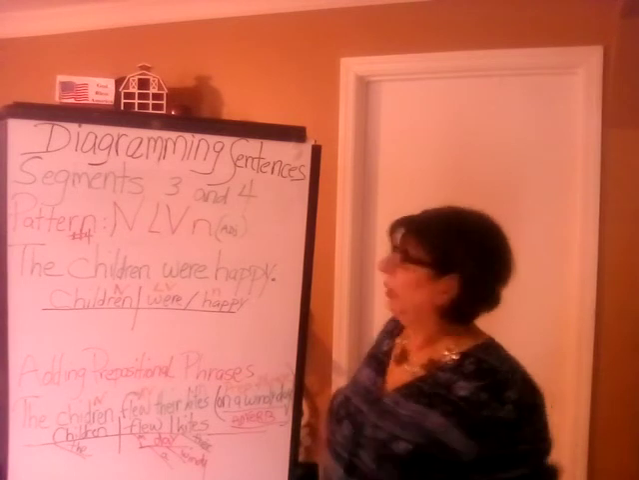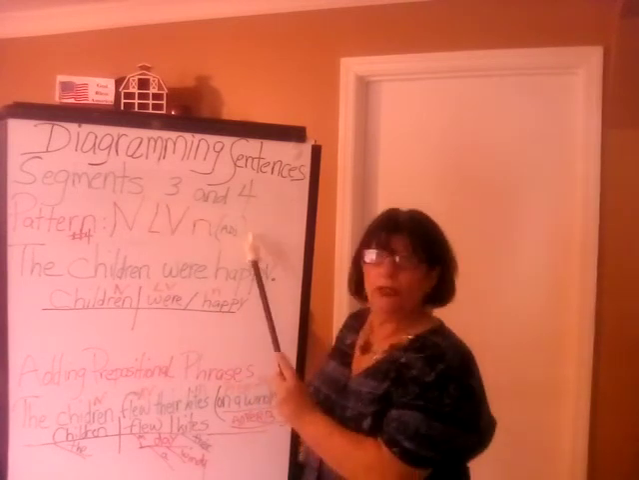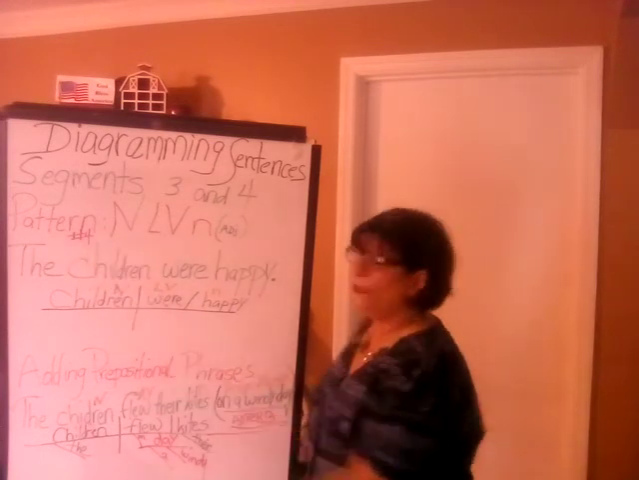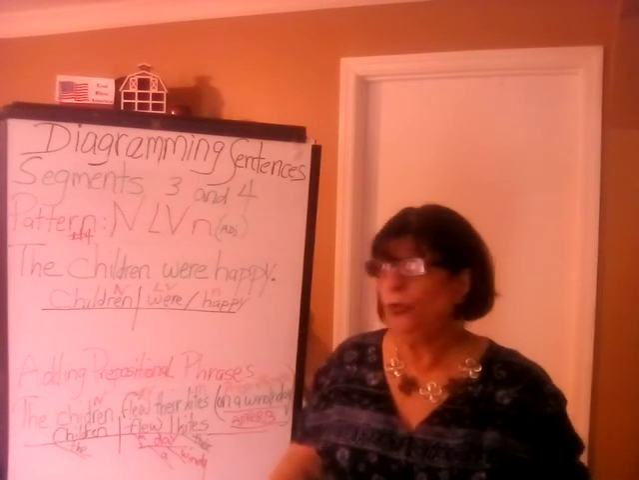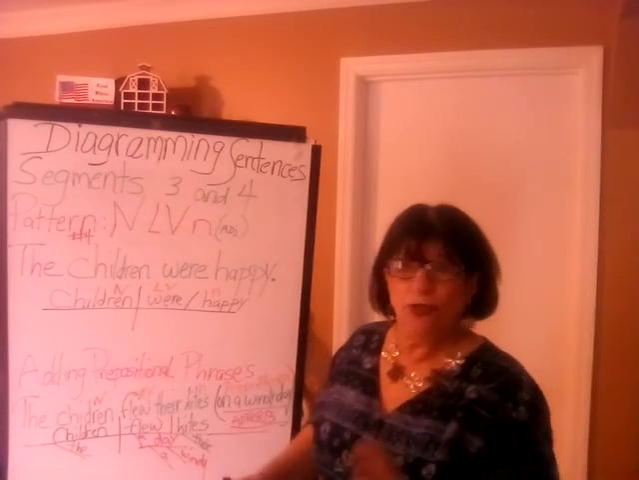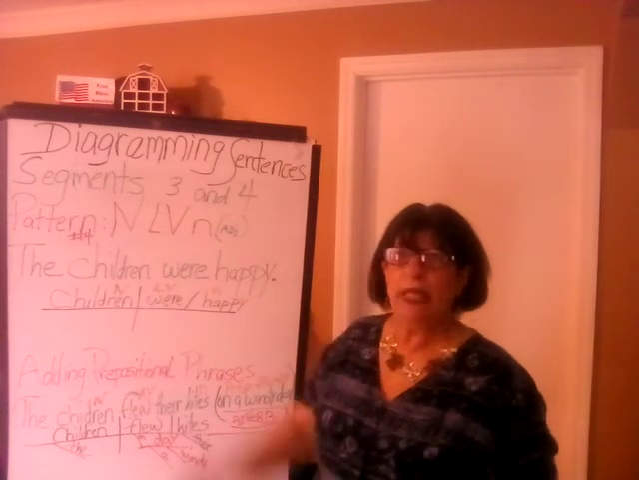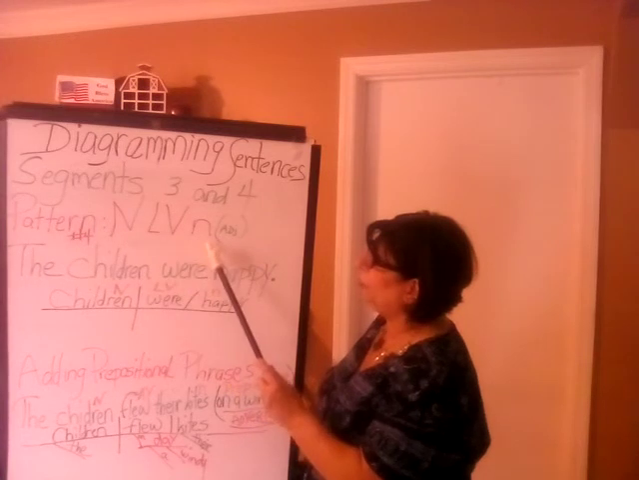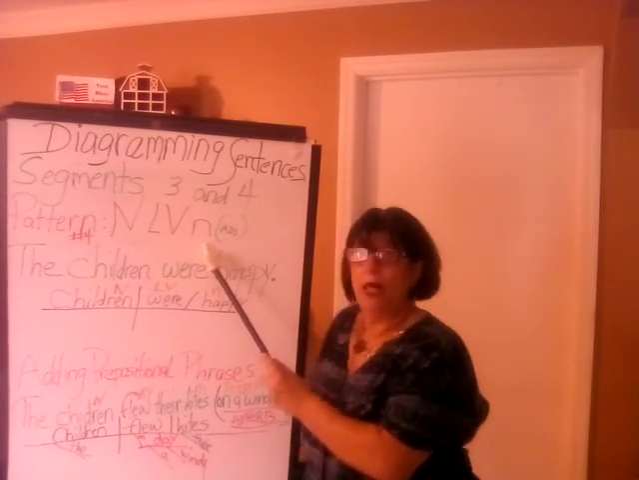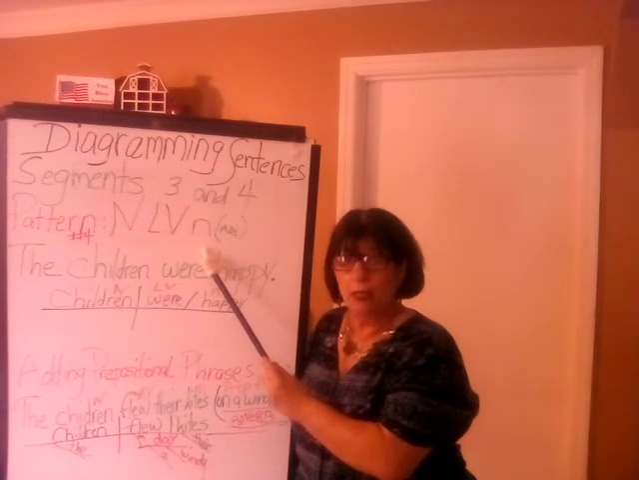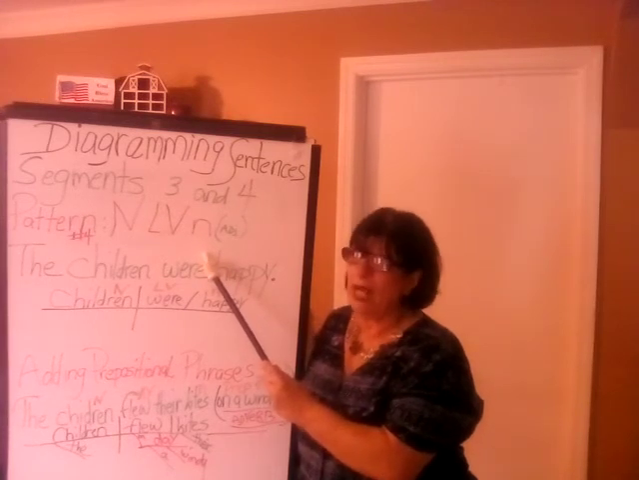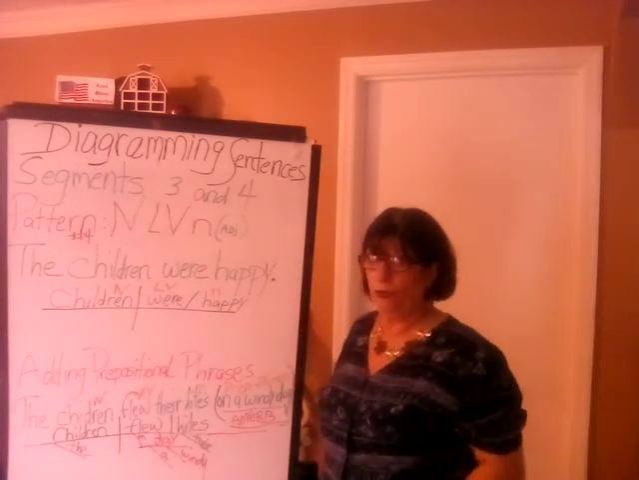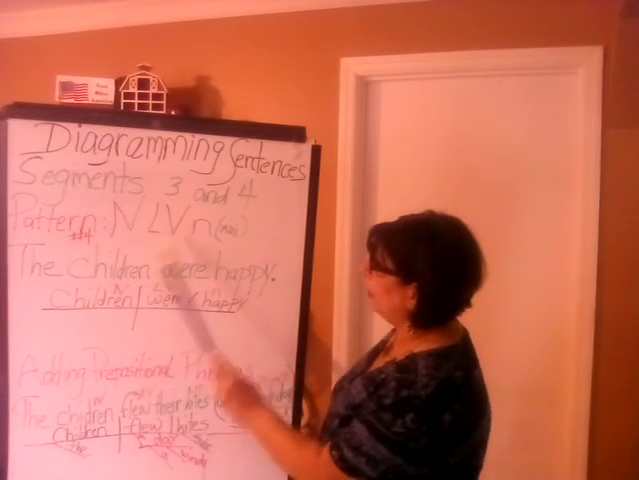So on that note, let's look at segments 3 and 4 of diagramming sentences. We're looking at pattern number 4 for those of you who have been in tune with the sentence patterns. If you're not, that's okay. If you are, it's a frame of reference. Okay, we're looking at the sentence pattern: noun, linking verb, noun. Remember I said that we would start using the little n, okay, and sometimes that noun is going to be an adjective or a pronoun because of the linking verb, okay? So don't be scared of it.